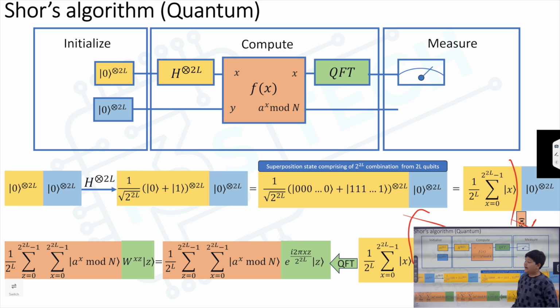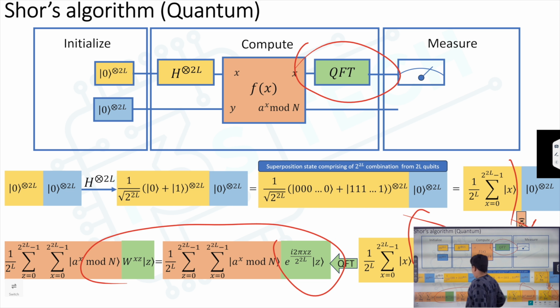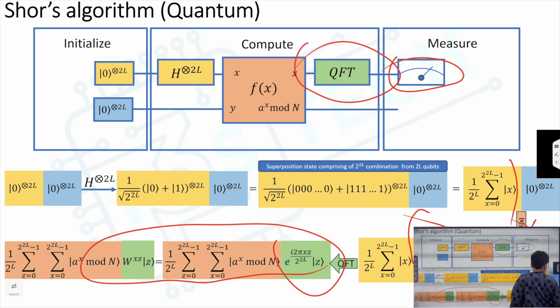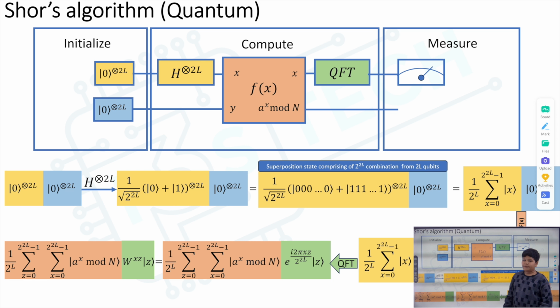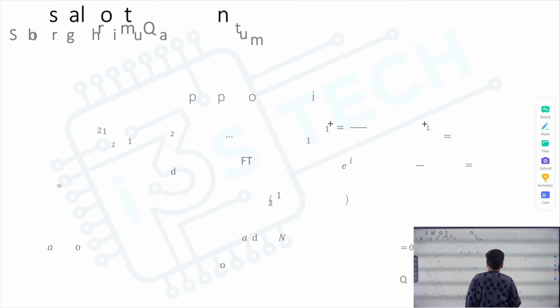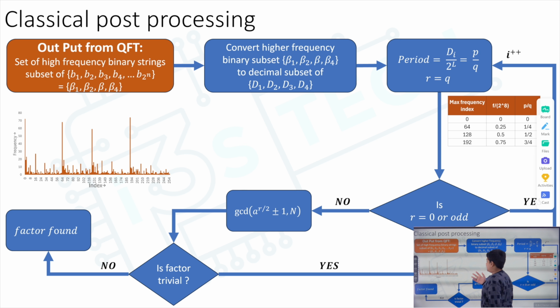Then, to make that data actually usable, we do a quantum Fourier transform. And we measure the first register only. Now, it's not like we immediately get the results. We need to do some classical post-processing. So let's get started. So this is classical post-processing.